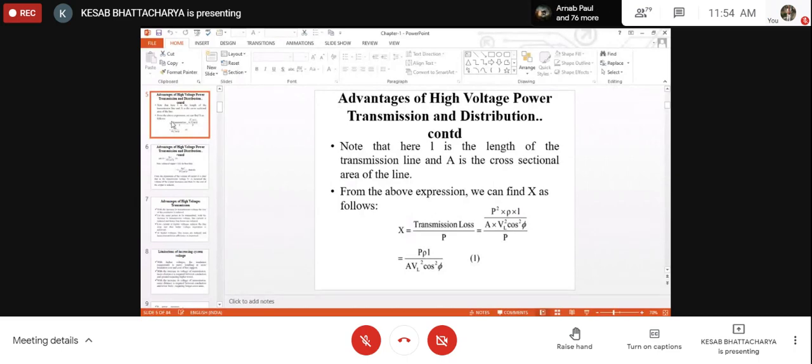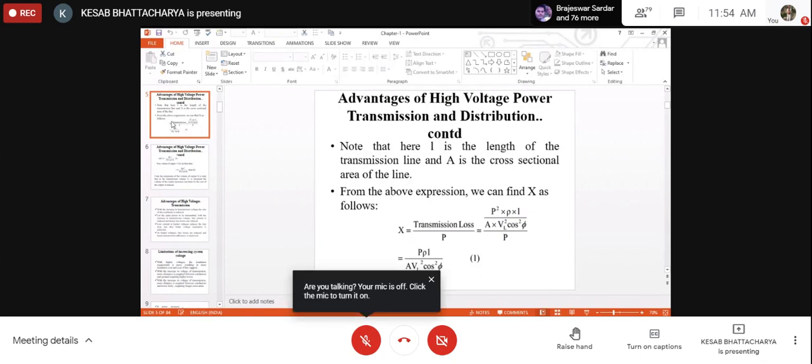So, for transmission loss, we substitute the expression we had in our previous slide, and P is the total power. Therefore, the expression for X finally becomes P into rho into L by A VL square cos square phi. Let that equation be number 1.